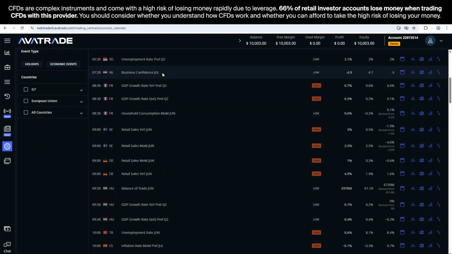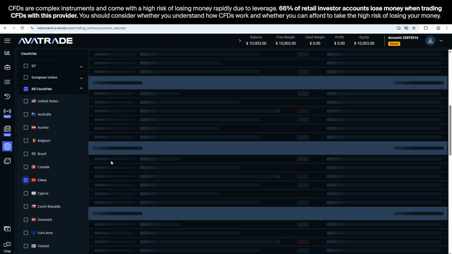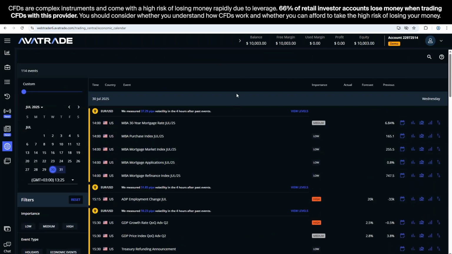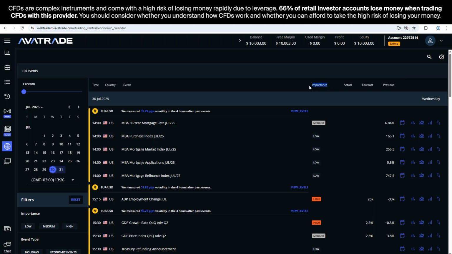But what if we don't want to see all of that? We can click on the arrow here and click on the flags from the list of what we want to see. Maybe we'll focus on China, maybe on the US, and then we only get to see news about China and the US. As you can see, this is still not filtered. We've got a few parameters here: how strongly we think the event will impact the market; the actual, which is the result; the forecast, which is the range we're expecting the result to be in; and the previous, which provides the previous results.